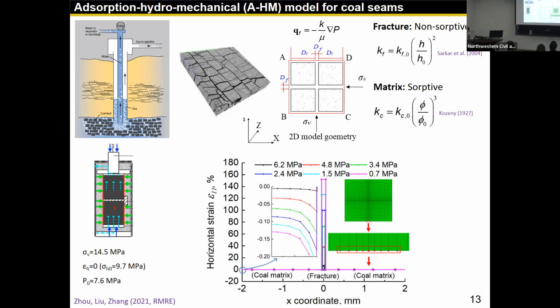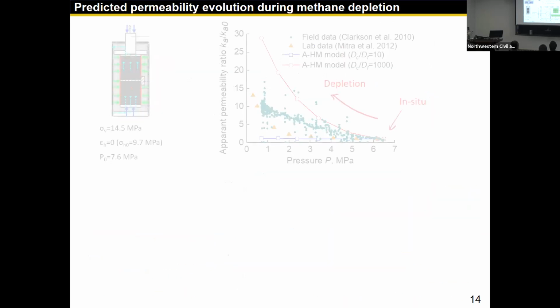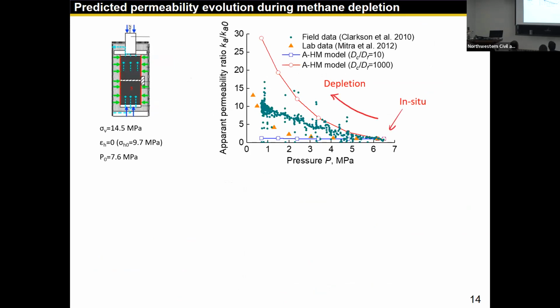Indeed, you can see the fracture element has about 160 positive horizontal strains. And that micro change between coal and fracture will be reflected in the apparent permeability of this coal. If you stop at each pressure level and run a permeability test, you can see that this is the data from Mitra. They have the in situ point here, and then a reduction of pore pressure gives you an apparent permeability increase of about 15 times.